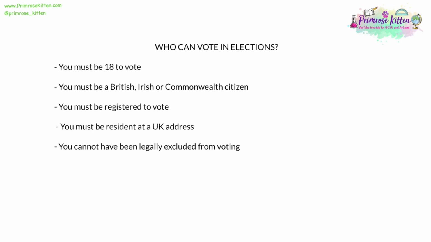So who can vote in elections? You must be 18 to vote, a British, Irish, or Commonwealth citizen. You must be registered to vote, a process which takes about 3 minutes. You must be resident at a UK address, or be living abroad with British citizenship. And you cannot have been legally excluded from voting, for example, by committing a serious criminal offence or electoral fraud.